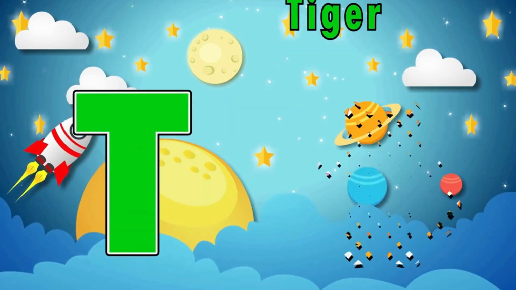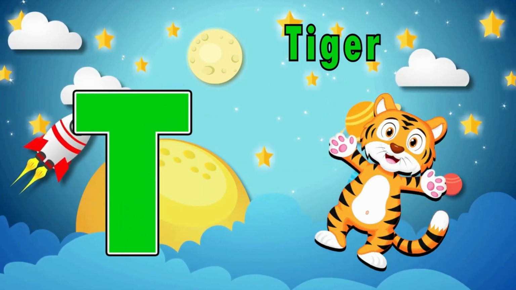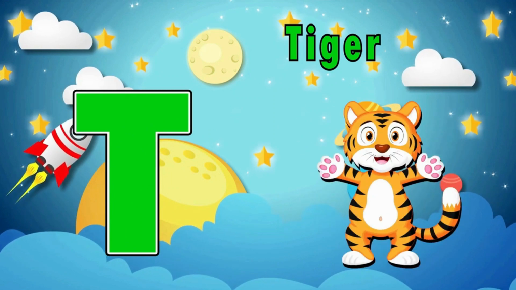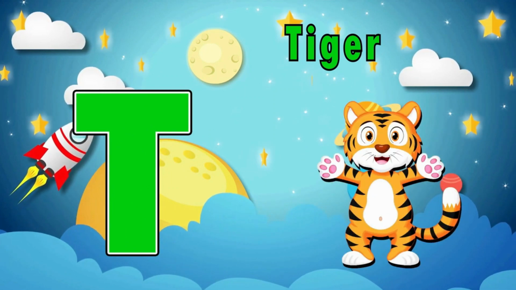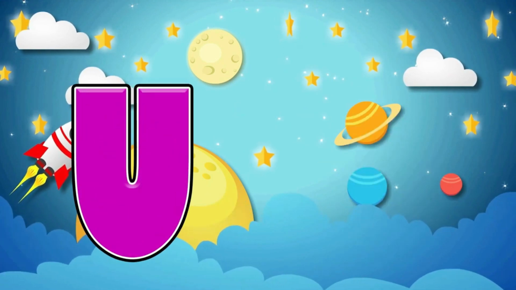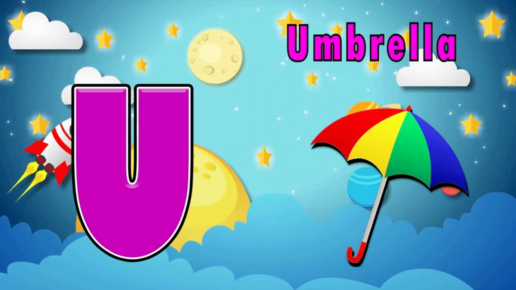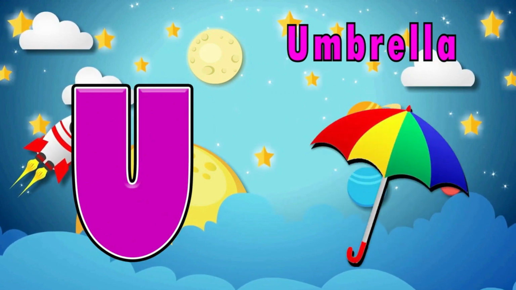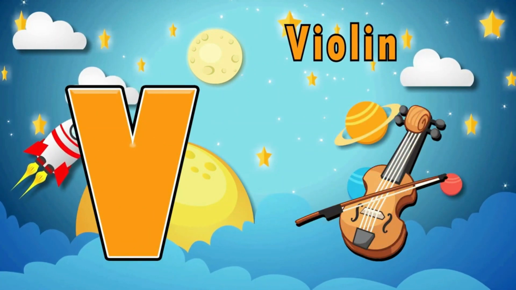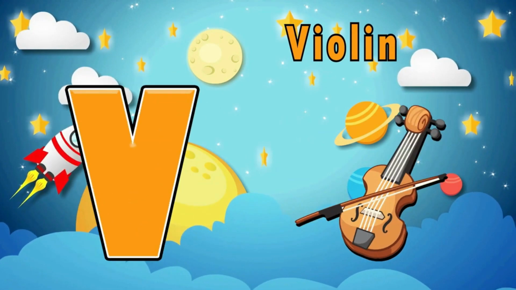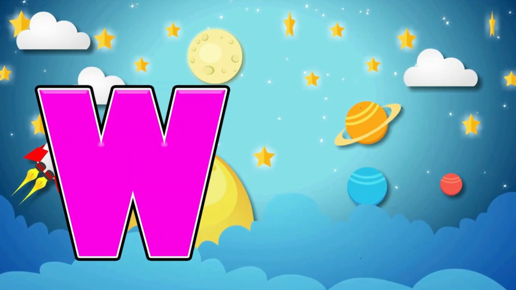T is for tiger. T, tiger. U is for umbrella. U, umbrella. V is for violin. V, violin. W is for whale.